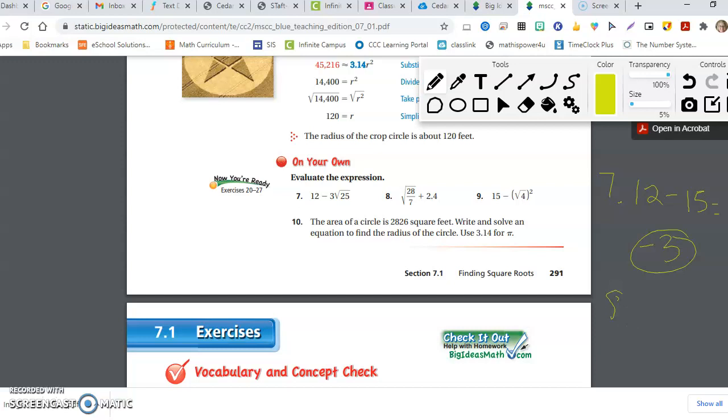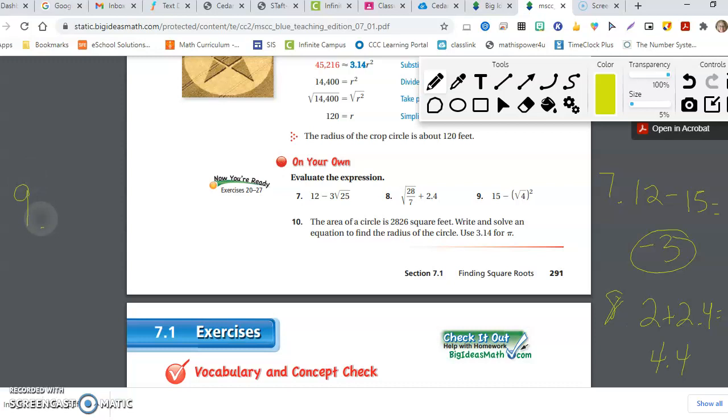Number 8. 28 is not a perfect square, so I'm not going to take the square root of 28 and the square root of 7. I'm going to divide that first. So 28 divided by 7 is 4. So the square root of 4 is 2. So 2 plus 2.4 gives me 4.4.